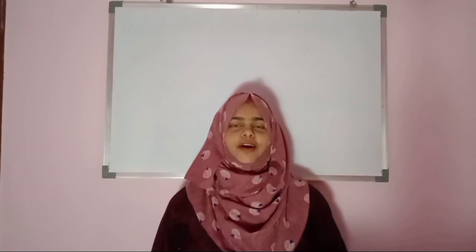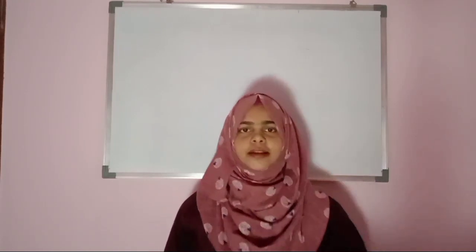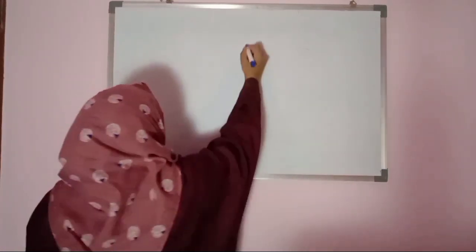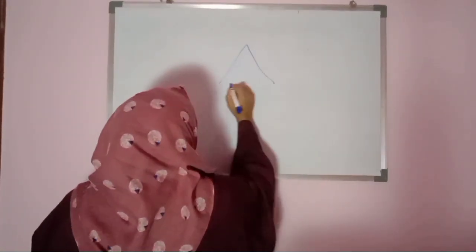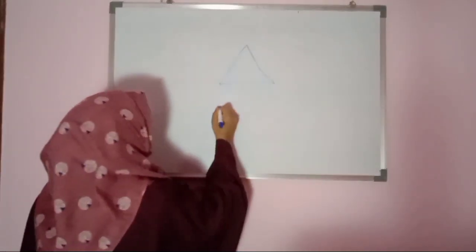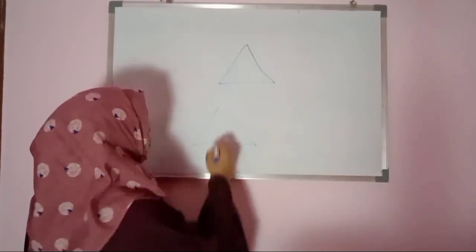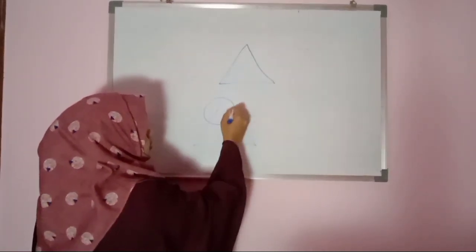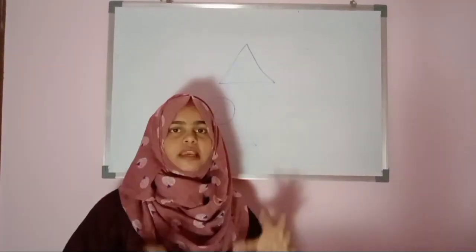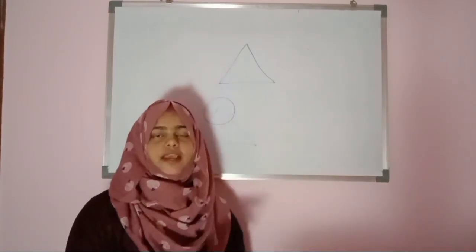So today we are going to discuss triangles. Triangles are three-sided polygons. For example, this is a triangle. Okay, and what about this? Can this be a triangle? No, because this part is not closed. If all three sides are closed, we can say it is a triangle.